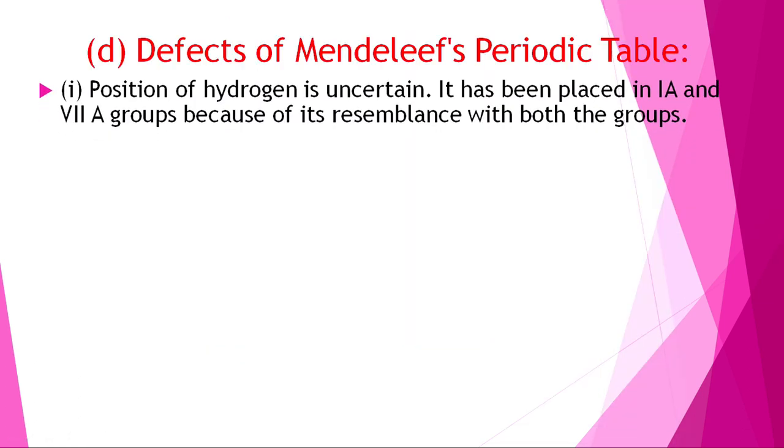So, there were some defects also in his periodic table. First, the most important defect was the position of hydrogen. The position of hydrogen in Mendeleev's periodic table is in group 1A and 7A. So, it can be placed in both the groups because it resembles group 1A elements and it has only one electron in the valence shell. It also resembles group 7A because it requires only one electron to complete the outermost shell.